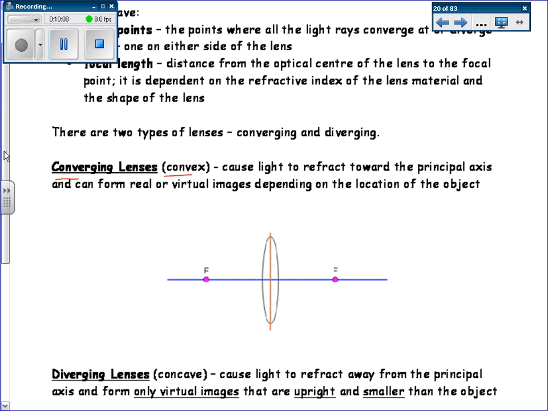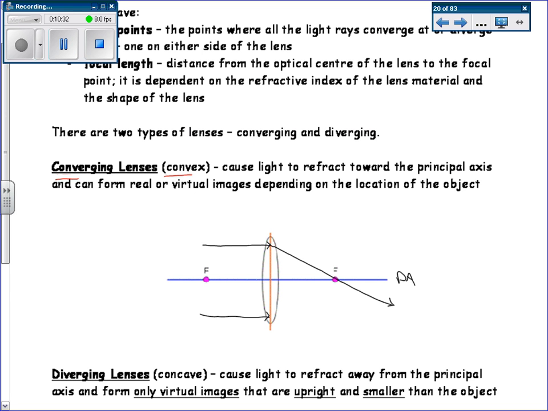When light rays go through this, you might have a light ray going this way, and it will bend and go through the focal point. So no matter where the light comes from, as long as the light rays are parallel to this principal axis here, that's what that's called, the principal axis.